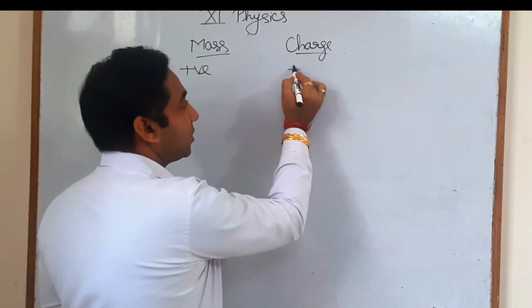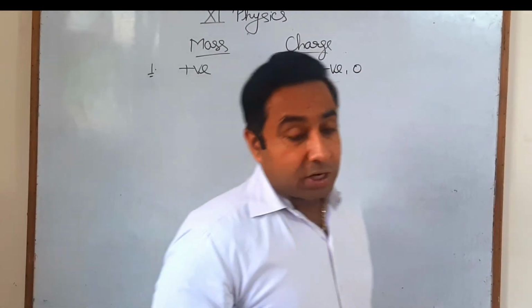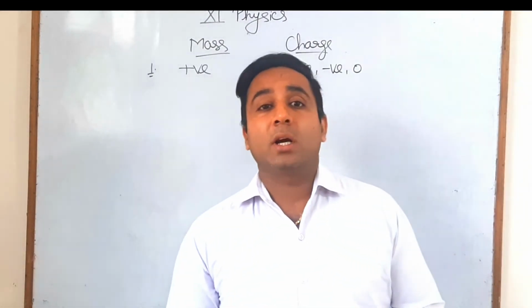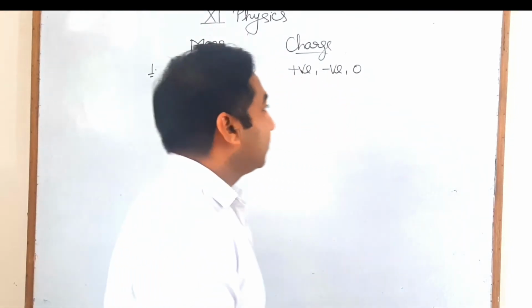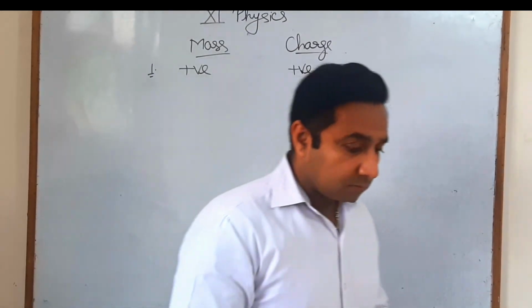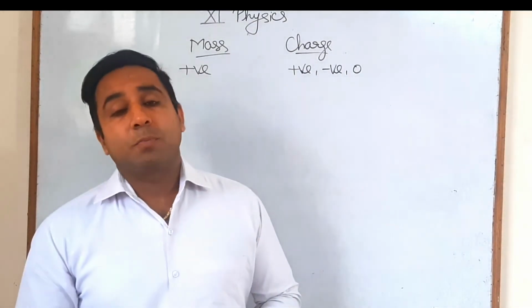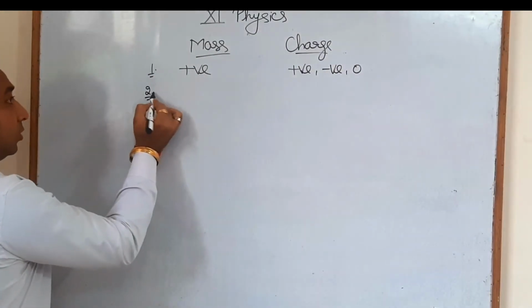But the charge may be positive, negative and zero. किसी बॉडी का चार्ज पॉजिटिव भी हो सकता है, नेगेटिव भी हो सकता है, and it may be zero also. So that's the first difference between the mass and the charge. Once again, mass is always positive, charge positive, negative और zero तीनों हो सकते हैं. Then move on to the next one.